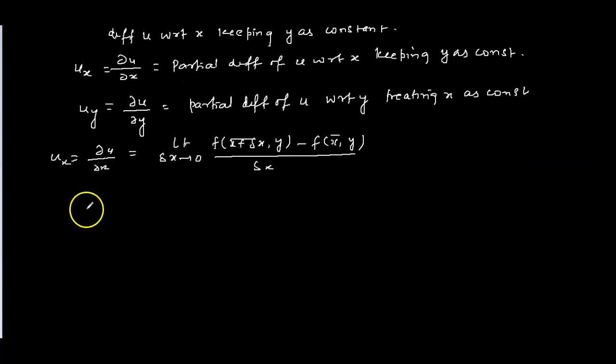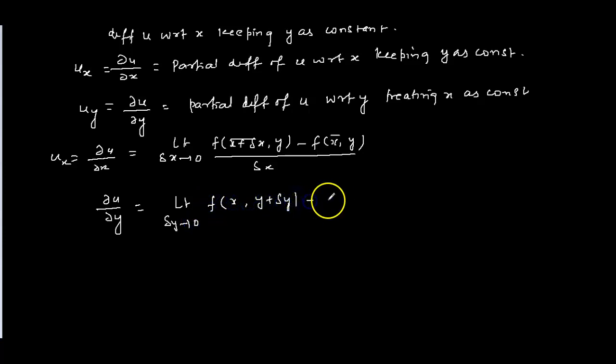Similarly, when you are differentiating with respect to y, del u by del y, it means we are changing the value of y. It is the limit as del y tends to 0, and here the value of x is constant. Y becomes y plus del y, minus f of x y, divided by del y. So this is what is meant by u of y.